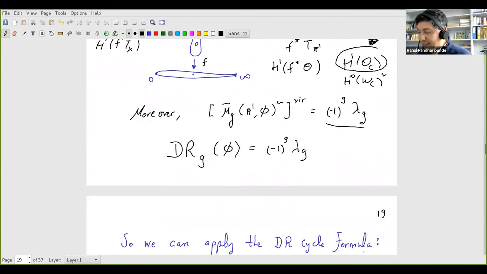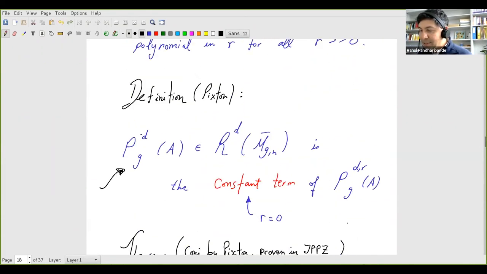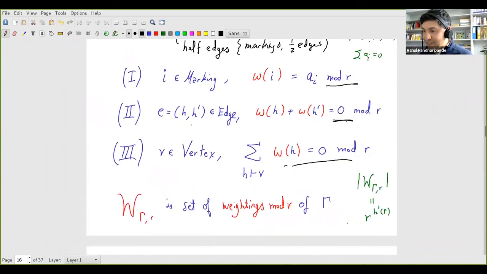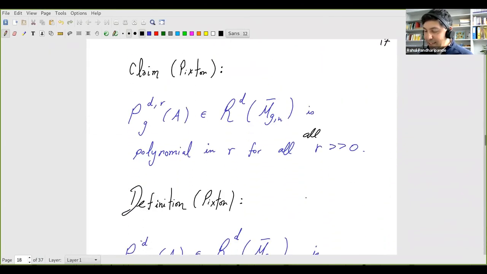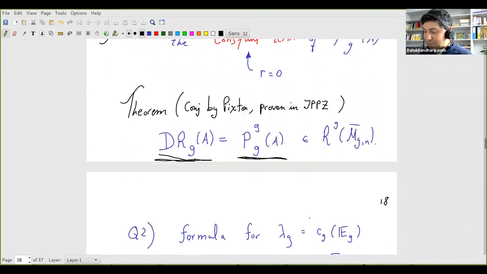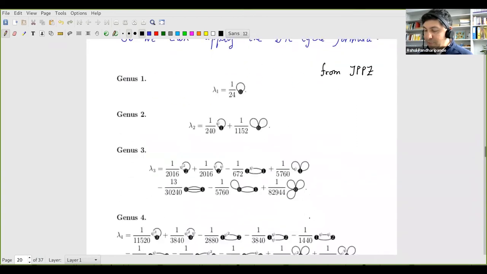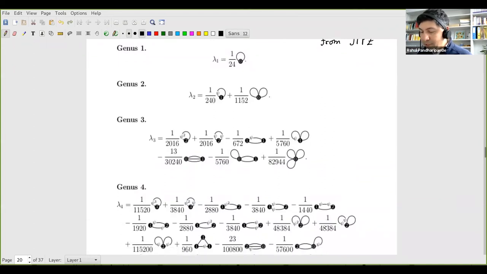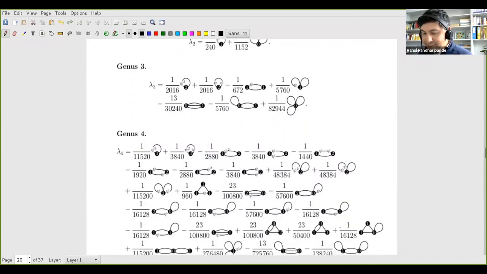And then the curious part is we can just apply this DR cycle formula. You just have to look and see what happens. So there's the formula, and there are two steps. You write down the sum over all these graphs, and then you take this kind of funny r equals zero limit, and you can just see what happens. The thing that you see immediately is that all the trees drop out. I'll explain why in a second, but all the trees drop out and you only get things supported on delta naught.